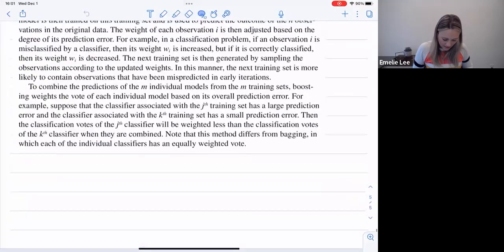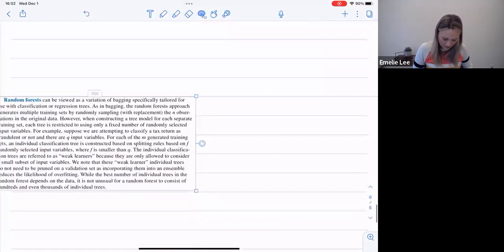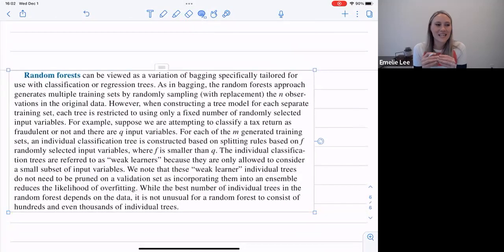The last method is random forests, which is really cute, right? Because we made a tree, and now if we make multiple trees, we have a forest, okay?